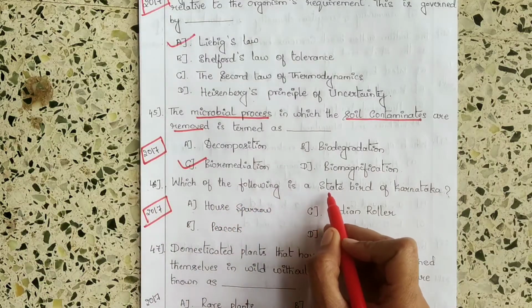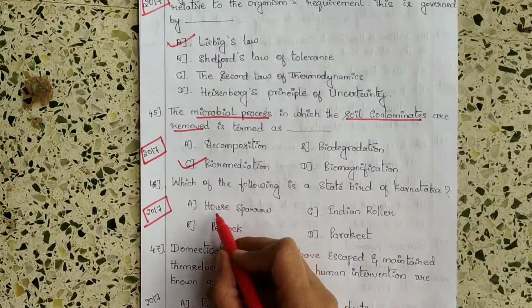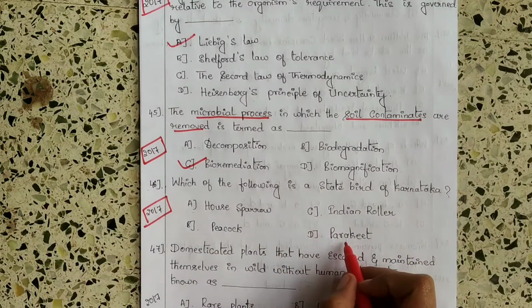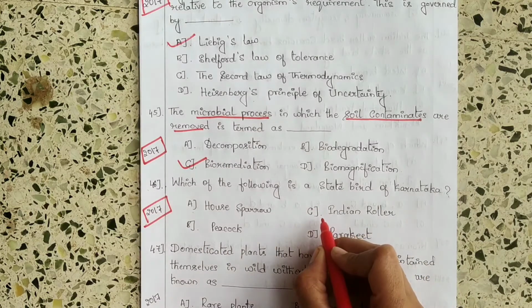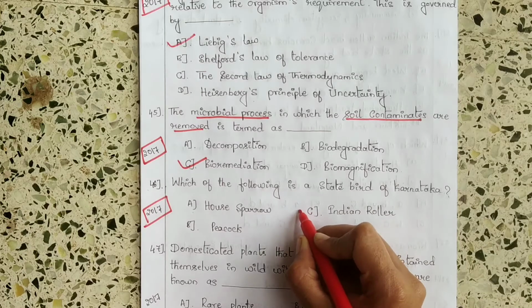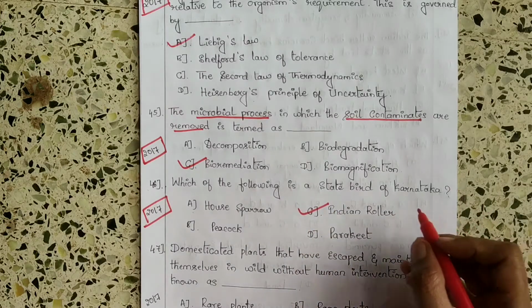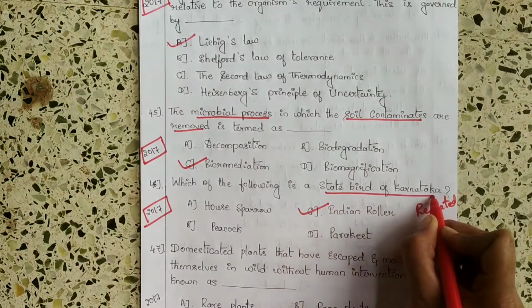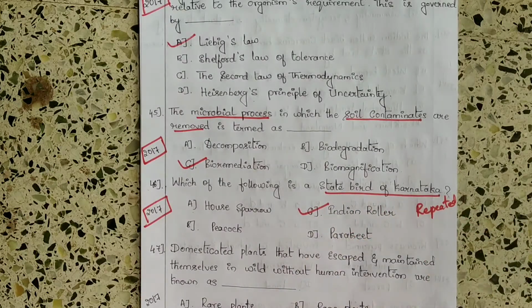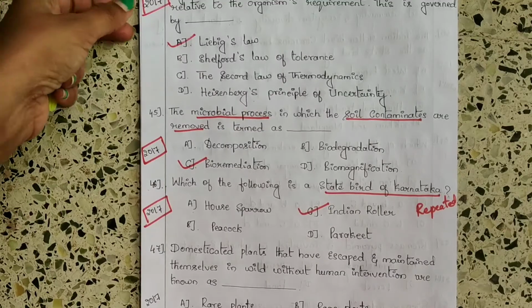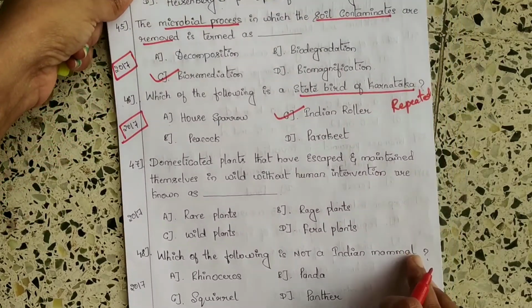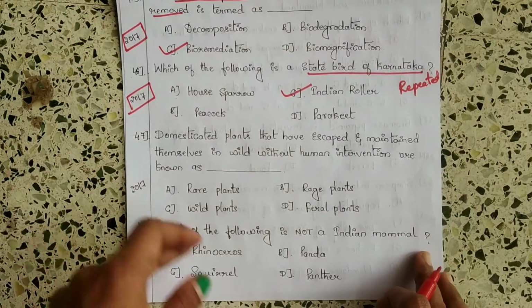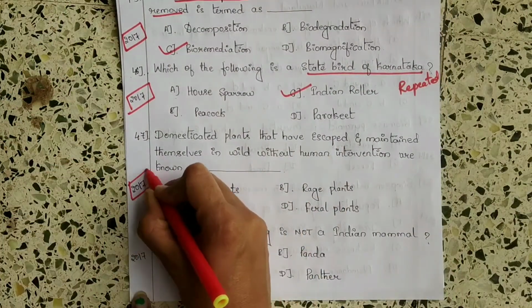Which of the following is a state bird of Karnataka? Option A, house sparrow. Option B, peacock. Option C, Indian roller. Option D, parakeet. The correct answer for this is option C, that is Indian roller. See, this question is repeated most of the time, so you should remember the state bird of Karnataka, that is Indian roller.